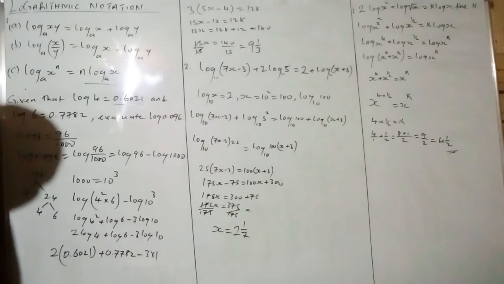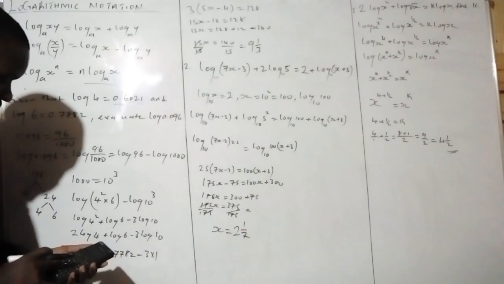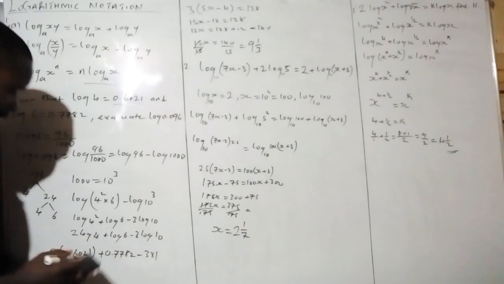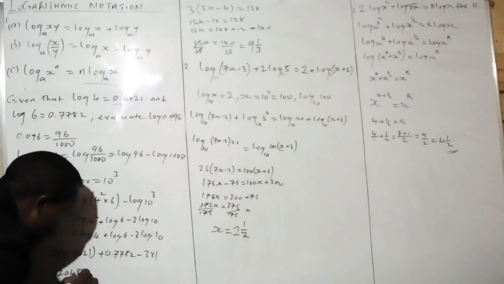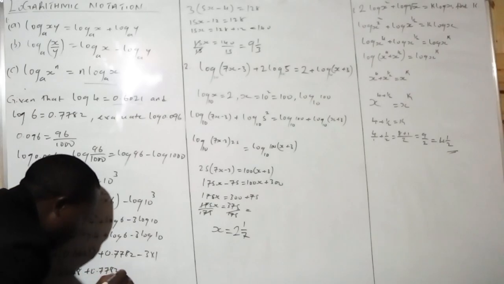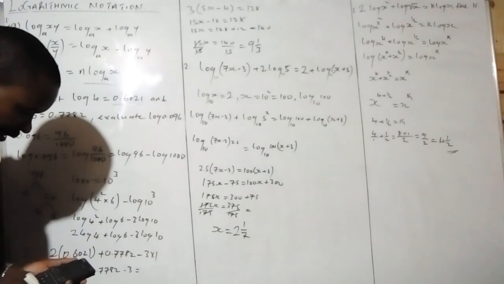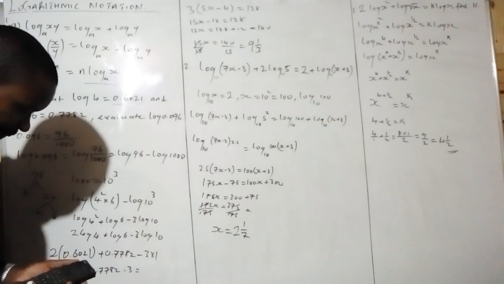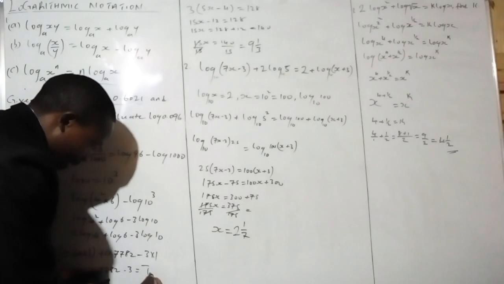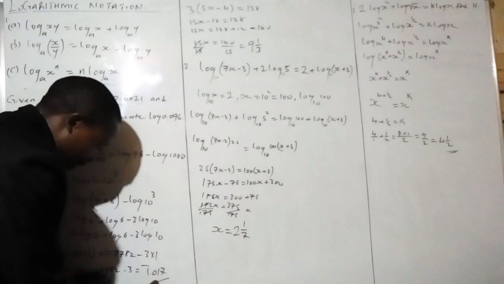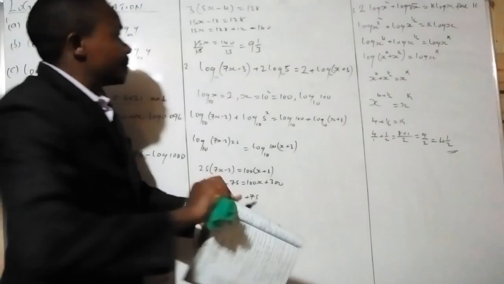We can open the bracket to have 0.6021 times 2, which is 1.2042, plus 0.7782 minus 3. And the correct answer is supposed to be bar 1.017. That was the answer. We proceed.